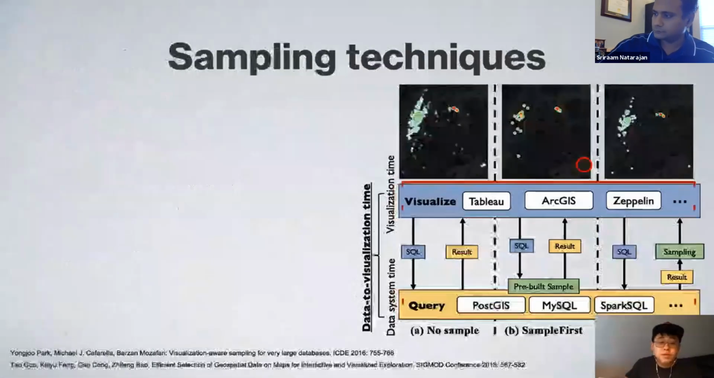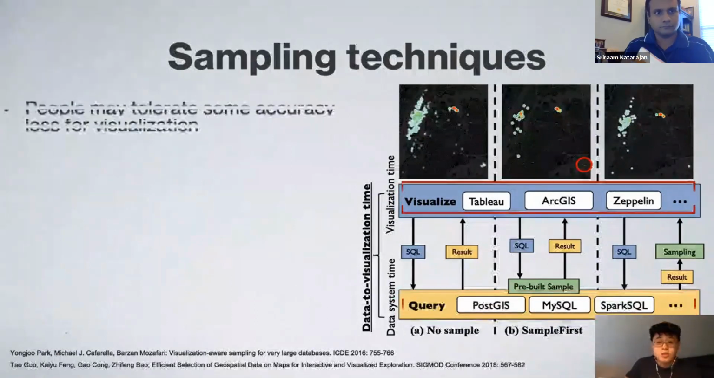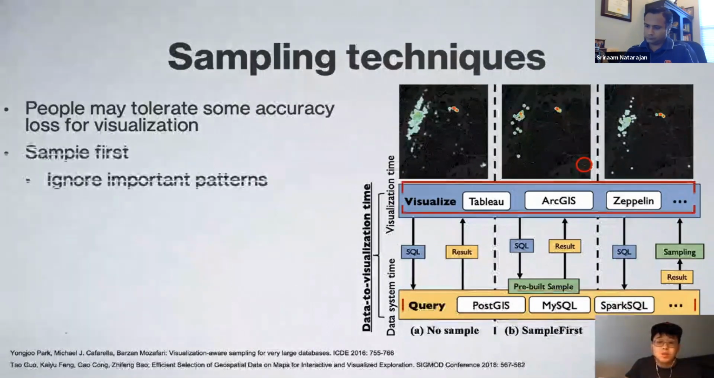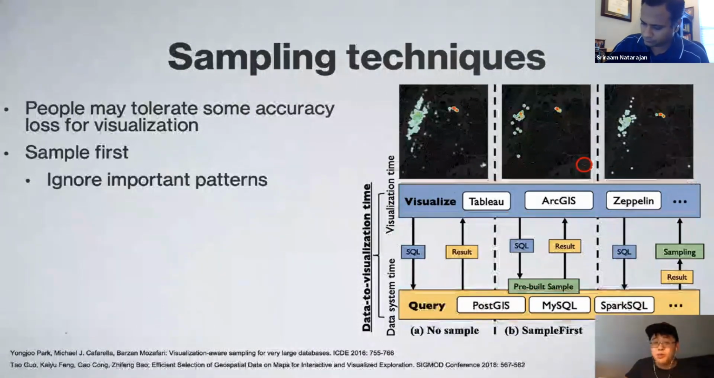A very straightforward method is to use sampling techniques. The intuition behind that is, for this kind of visualization application, people may tolerate some accuracy loss in the visualization. That means people may not even notice there is a slight difference between the actual visualization and the visualization people see on the visualization dashboard. So a very straightforward technique is the sample first technique. The sample first technique means we simply draw a sample on the entire dataset, and then we run the dashboard applications on this sample. So this is called the sample first technique.